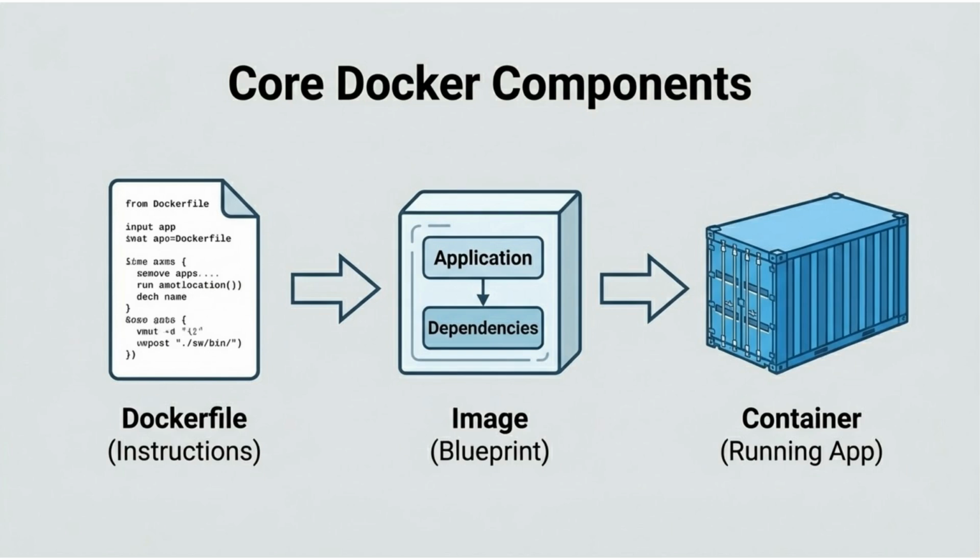There are three Docker components you must understand. First is the Dockerfile. What is a Dockerfile? It is a text file that contains instructions on how to build an image. Second is the Docker image. An image is a read-only blueprint created from the Dockerfile. And third is the Docker container. A container is a running instance of an image. In simple terms, a Dockerfile creates an image and the image runs as a container.